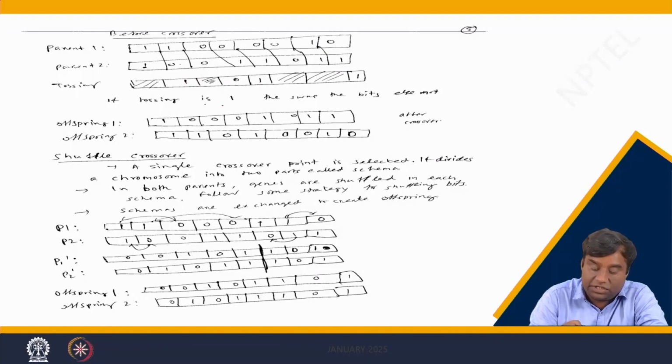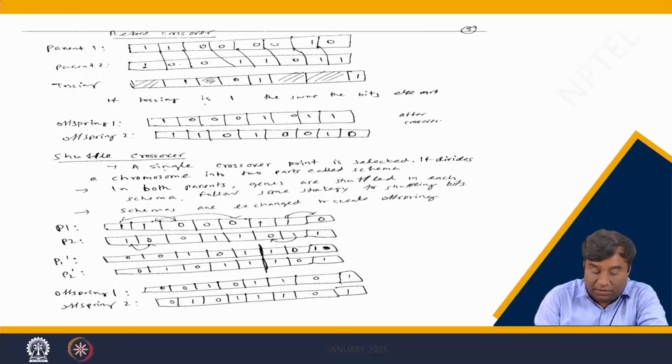So here if the toss is 1, then swap the bits, else not. It is a match, so no need to change it. So 1 is there, so we need to swap it. So now it is 0 1, no need, same bit; 0, no need. So it is 0 1, so 1, then change it to 1 0. In this way we'll get offspring 1 and offspring 2.